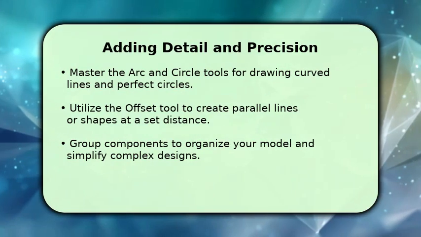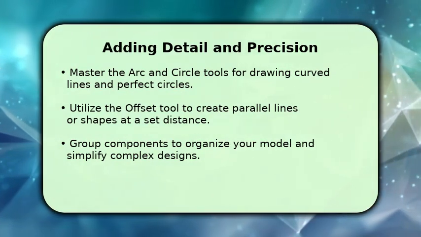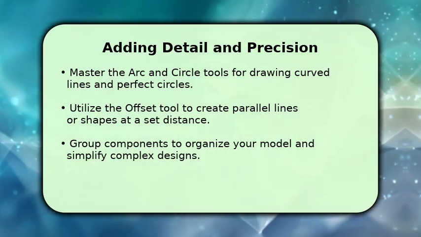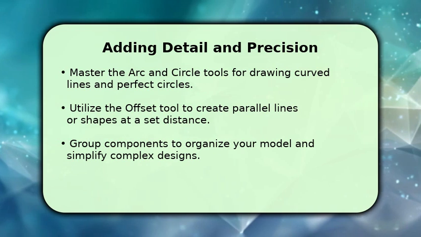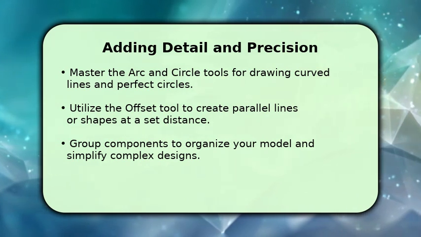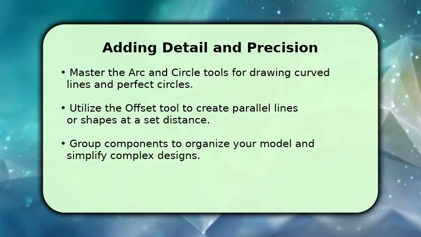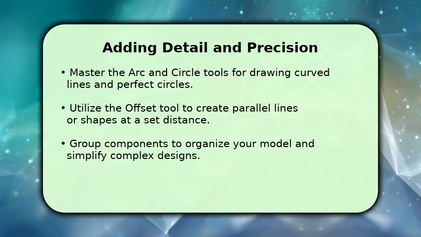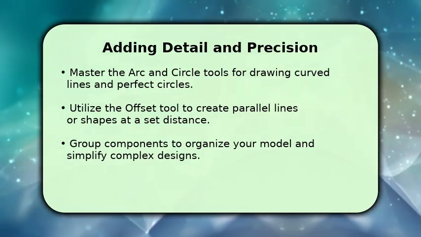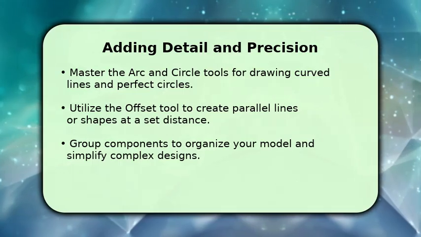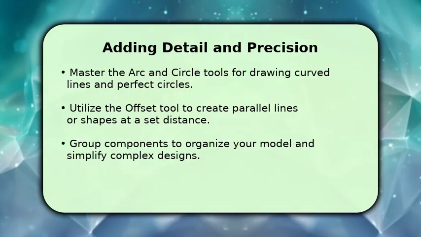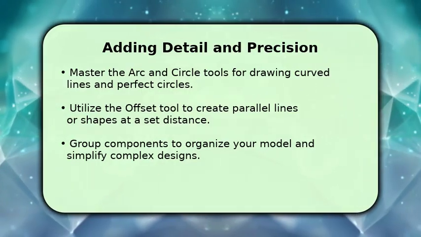Ready to add more intricate details? The Arc tool lets you draw smooth curves, while the Circle tool creates perfect circular shapes with a specified radius. For instance, you might draw a circle with a 2-foot radius. The Offset tool is fantastic for creating borders or walls by duplicating lines inward or outward by a specific distance, like 6 inches. Grouping objects helps keep your model tidy and makes editing much easier as your design grows.